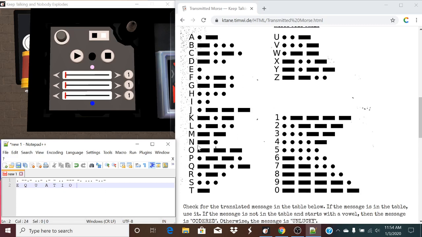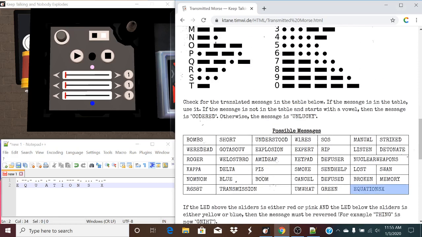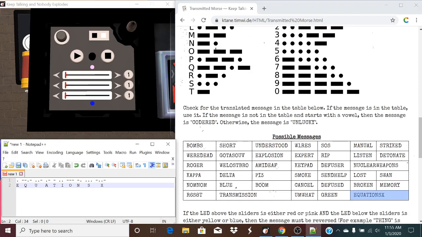Dash dash dash is an Oscar. Dash dot is a November. Dot dot dot is a Sierra. And dash dot dot dash is an X-ray. And I already know X-ray is right here. So that's our message. But now we have to reverse it. So it's eventually going to become X, S, N, O, I, T, A, U, Q, E. And that's what we're worrying about.